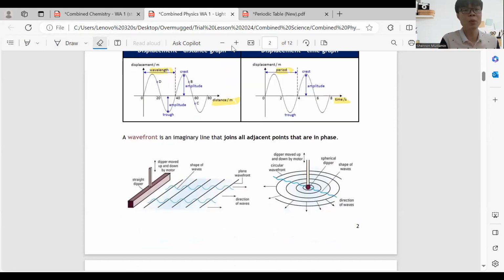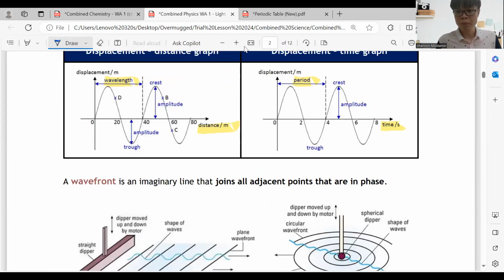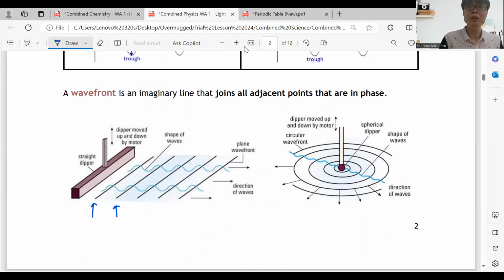Then the last thing to go through is a wavefront. A wavefront is an imaginary line that joins all adjacent points that are in phase. A bit hard to see over here, let me zoom in. Each of these is called a wavefront. Can you see that the wavefront is connecting all the crests of the waves? I can draw more waves. It's actually connecting all the crests, because the particles at the crest are said to be in phase, they are both going up, down, in sync together. So that's what a wavefront essentially is. Same over here, this is like the crest, this is like the crest.